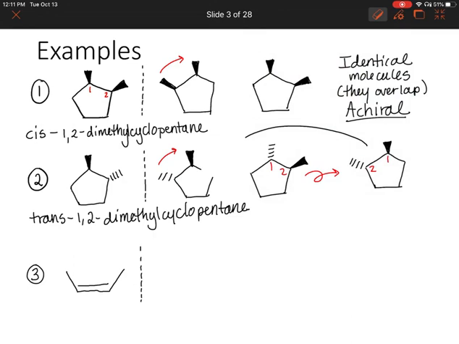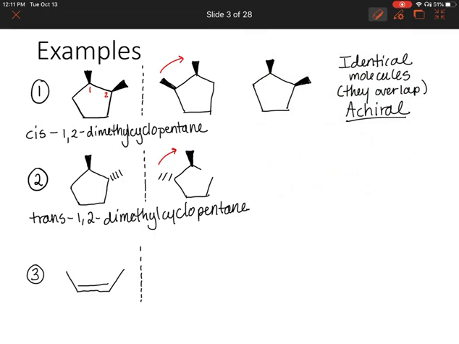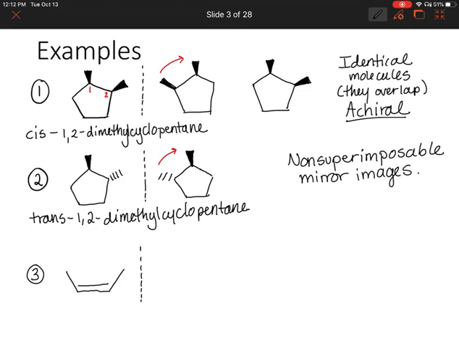Okay, so that means that these are non-superimposable. So they're non-superimposable mirror images. So would this molecule be chiral or achiral? Chiral. Oops.